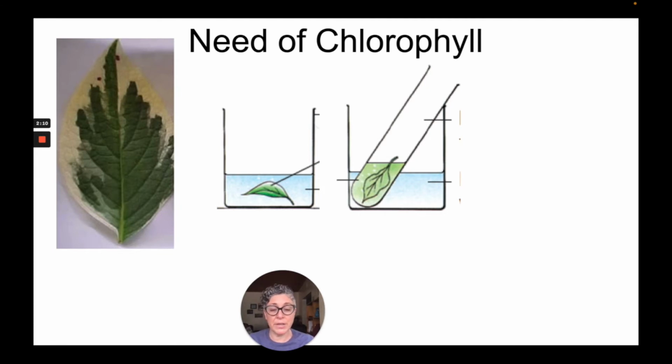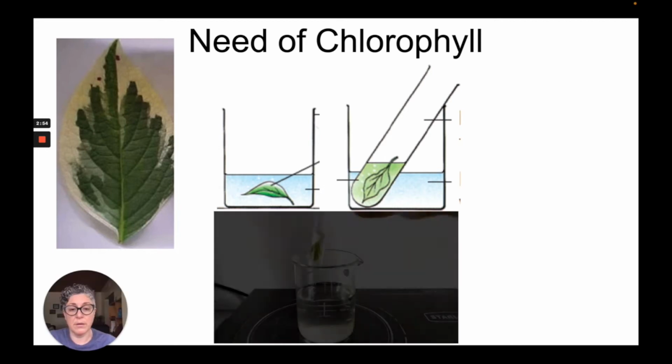So let's see a little video of this process, and then we'll take a look at the before. We'll compare the before and after of the leaf to see if indeed the areas that are green in the leaf do turn blue-black in the presence of iodine, meaning that starch is present only in those areas.